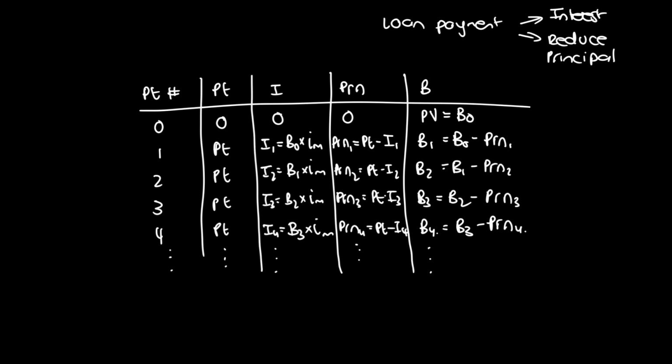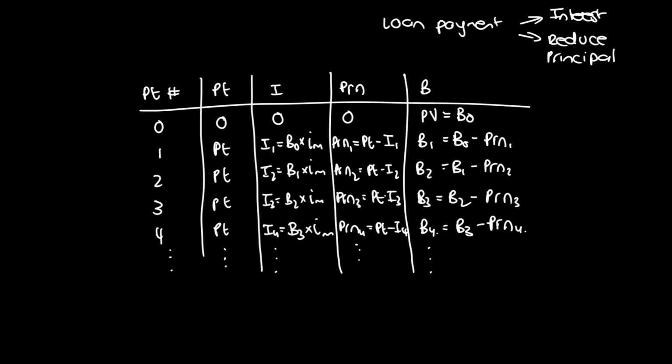So this is what your amortization table is going to look like. It's going to have the payment number, the actual payment that it's going to be, the interest of that payment. So it's taking this and it's breaking it up into the interest and the principal reduction. To work out the interest, you take the original amount, the one time period before, and then you have B0 times IM.